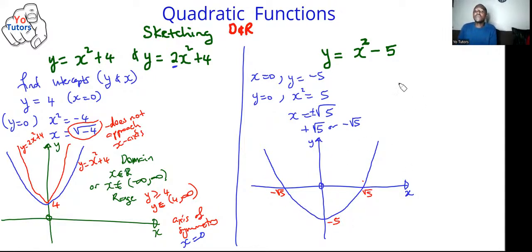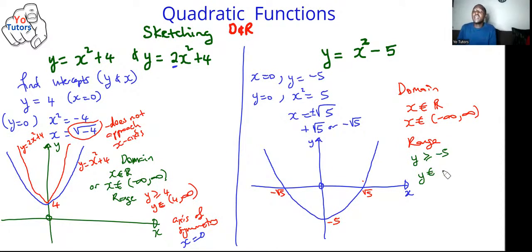And what is our domain in this case? Our domain: x is an element of the real numbers, or we can say x is an element of negative infinity to positive infinity. What about the range? With the range, you need to know that y is greater than or equal to -5, or y is an element of -5 up until infinity. That is what's happening here.